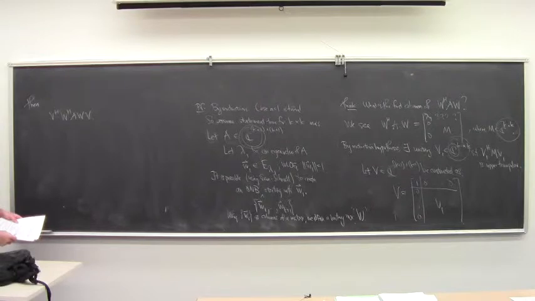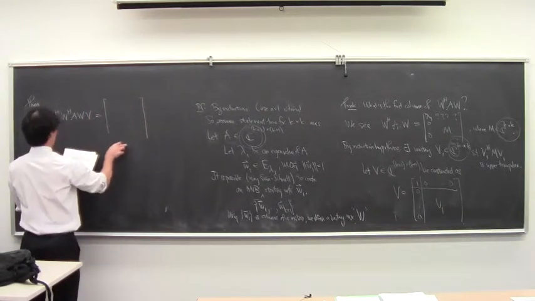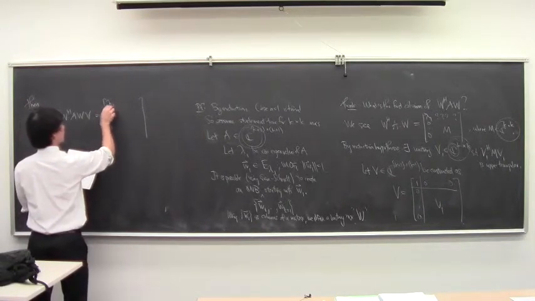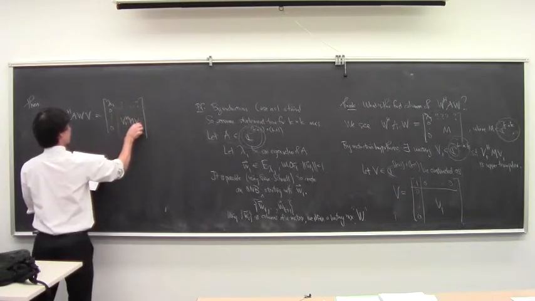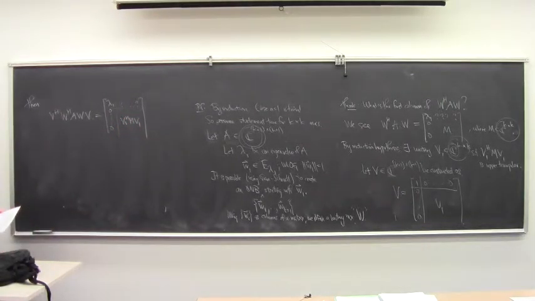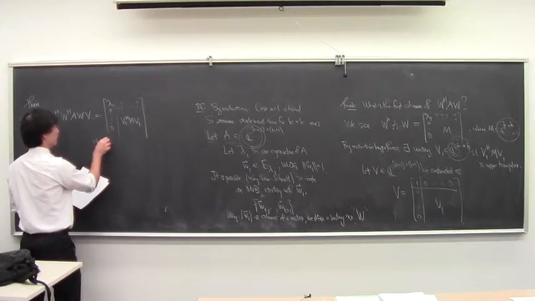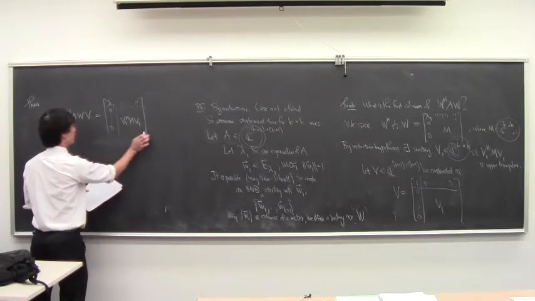Right? That's going to be lambda 1, 0s all the way down here, and then some stuff here, doesn't matter. And then here you're going to get V1^H B V1, and B1 is upper triangular, right? So the whole thing is upper triangular.